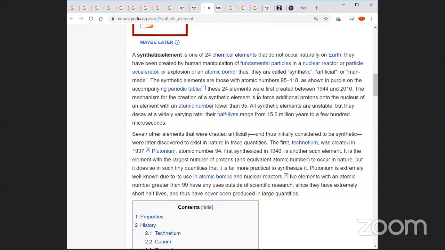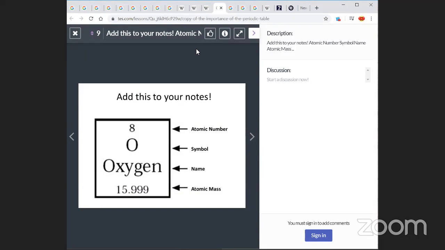Plutonium, atomic number 94, first synthesized in 1940, is another such element. But these later on were found to occur in nature. So these won't fit the artificial or man-made atomic numbers 95 through 118. So there'll be no confusion, 95 through 118 only. What you're looking at right now is an atom, and we're looking at the number 8.